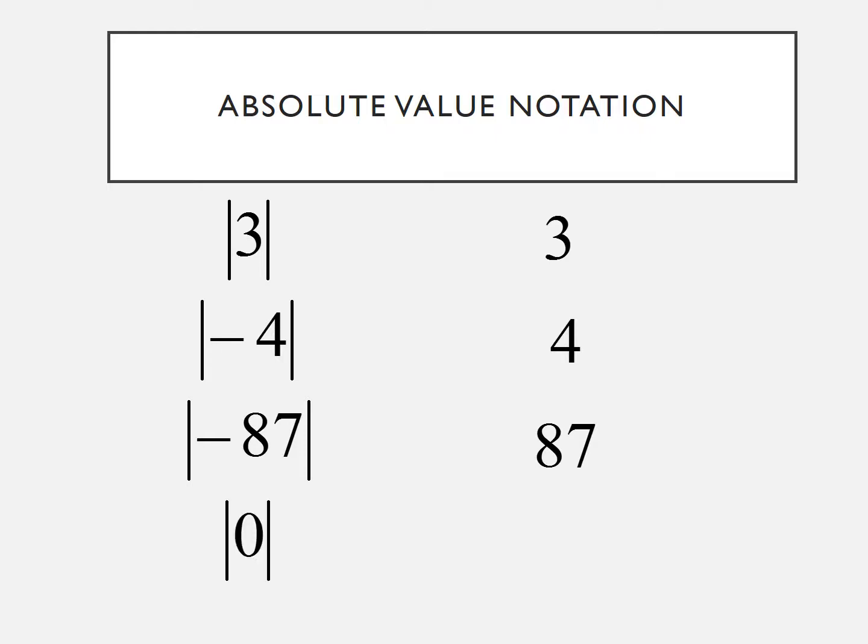This is not a trick question, the absolute value of 0. The absolute value notation still indicates how far we traveled from 0. In this case, we traveled 0 steps from 0. Therefore, the absolute value of 0 is 0.